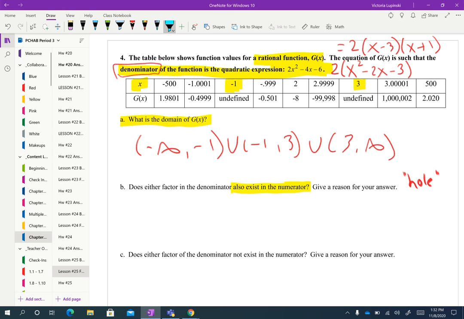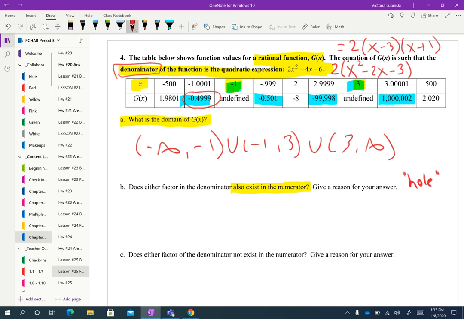Now, if you go back to what we were doing in the previous lesson, when we were talking about holes, you were approaching from the left side and from the right side, but both of those sides were approaching the same values. So if you look at the values that are in question, those are the only places where there could potentially be a hole, where there's some kind of undefined. So look at what's happening around the -1 and look at what's happening around the +3. In order for there to be a hole somewhere, the y values have to be going to the same spot.